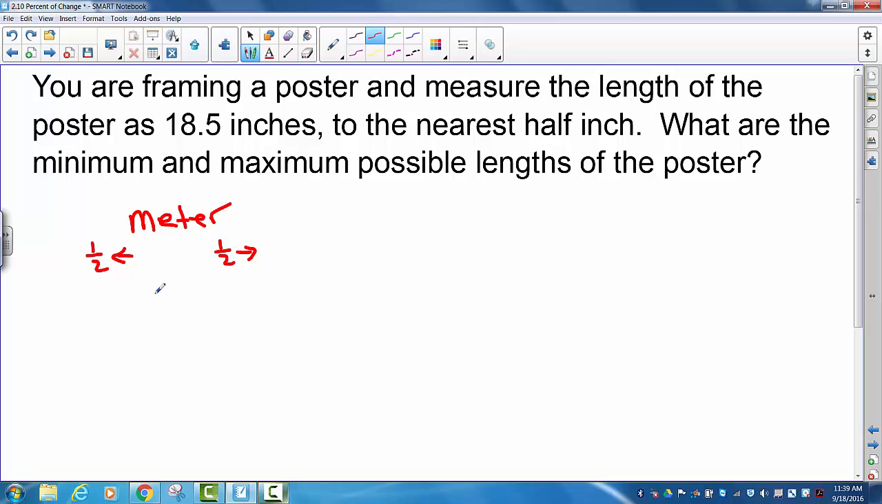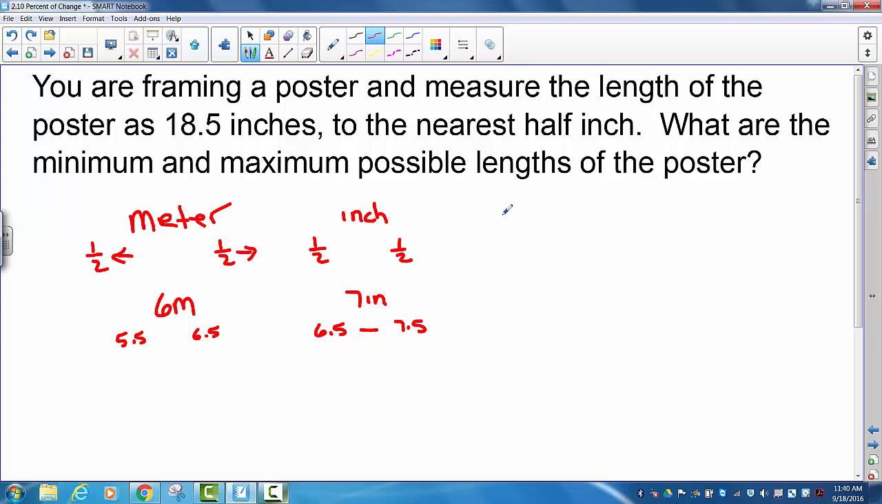So if I tell you that something is 6 meters long, then actually it could be 5.5 meters, or it could be up to 6.5 meters. If I'm dealing with inches, then it can be a half inch this way or a half inch this way. So if I tell you something is 7 inches long, then it really could be 6.5 inches all the way up to 7.5 inches.